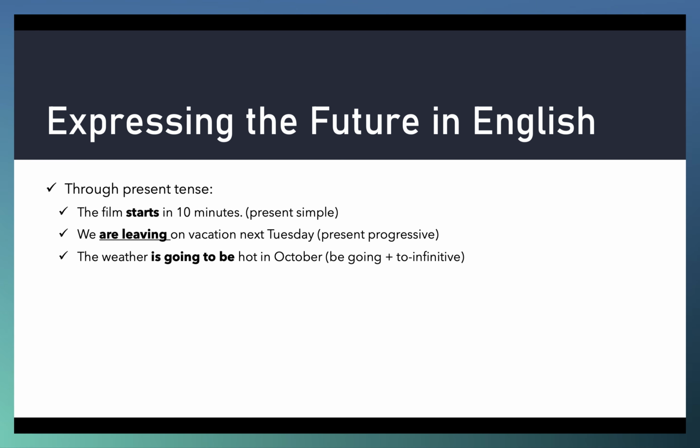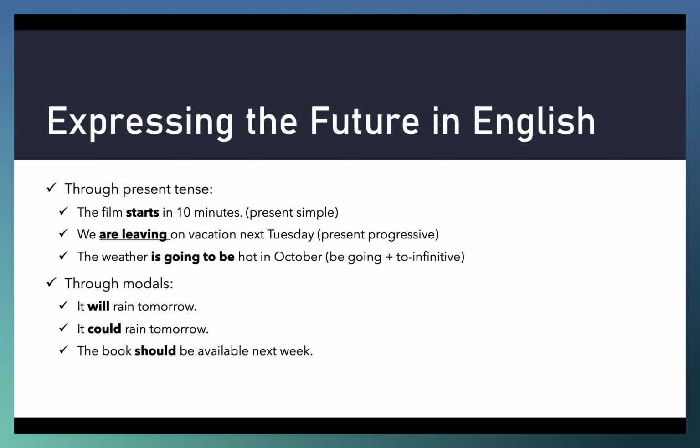Let's look at examples of the present tense used to express futurity first. We tend to use present simple when we talk about scheduled actions or events, such as the film starts in 10 minutes. We tend to use present progressive when we talk about planned actions or events, as in, we're leaving on vacation next Tuesday. And we tend to use the combination of be going with the to infinitive of the main verb to indicate predicted events and actions, such as the weather is going to be hot in October.